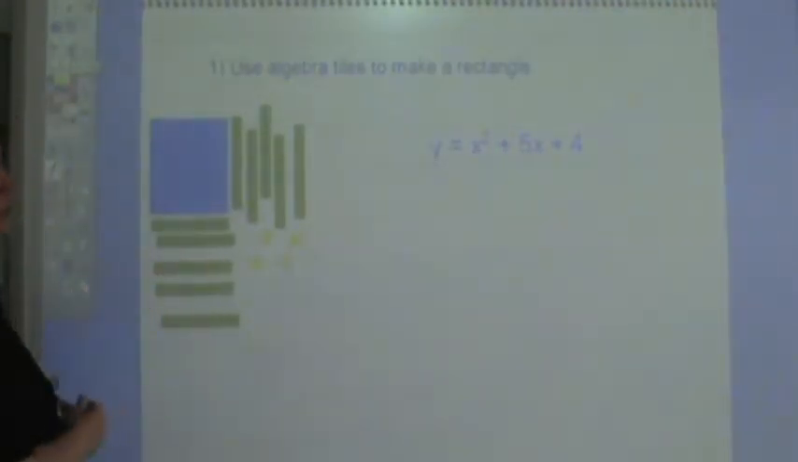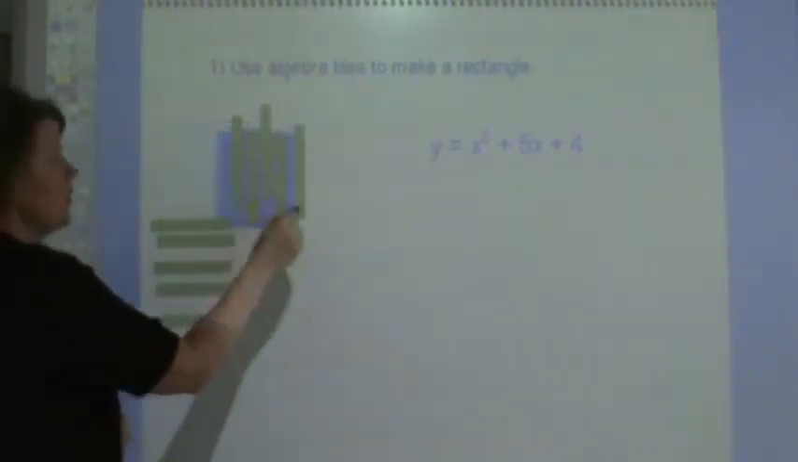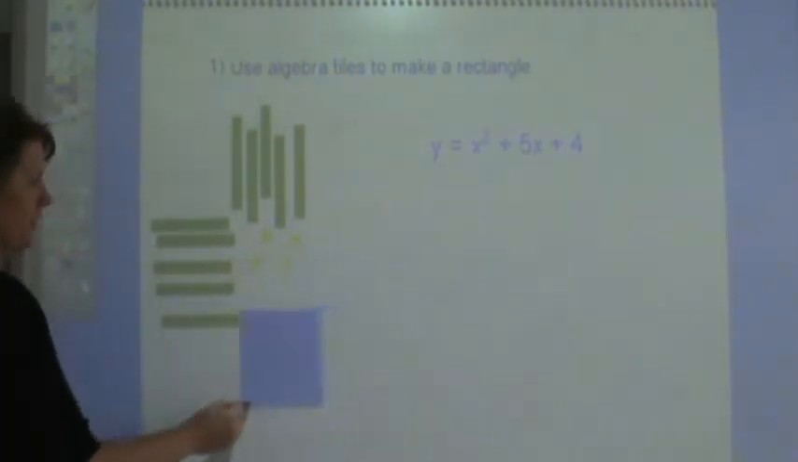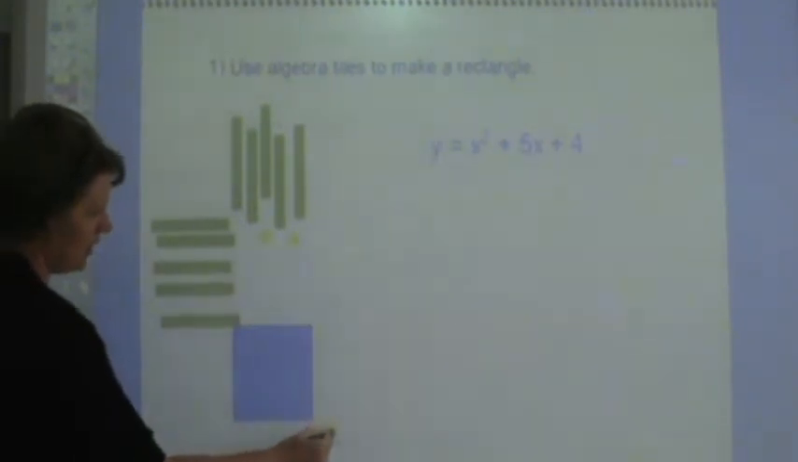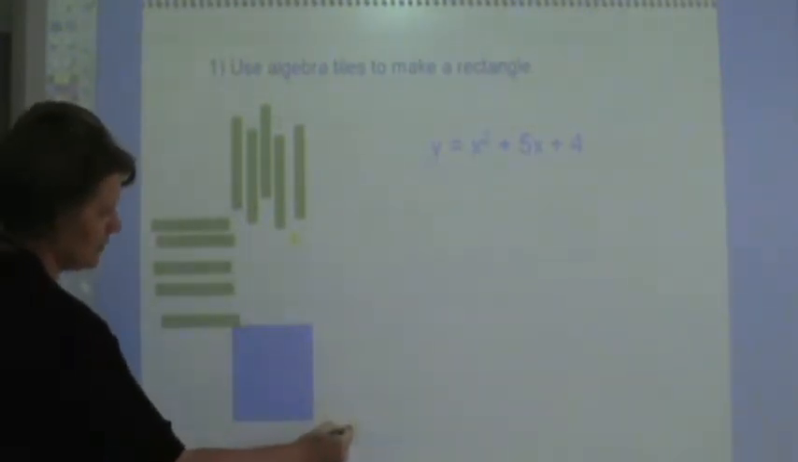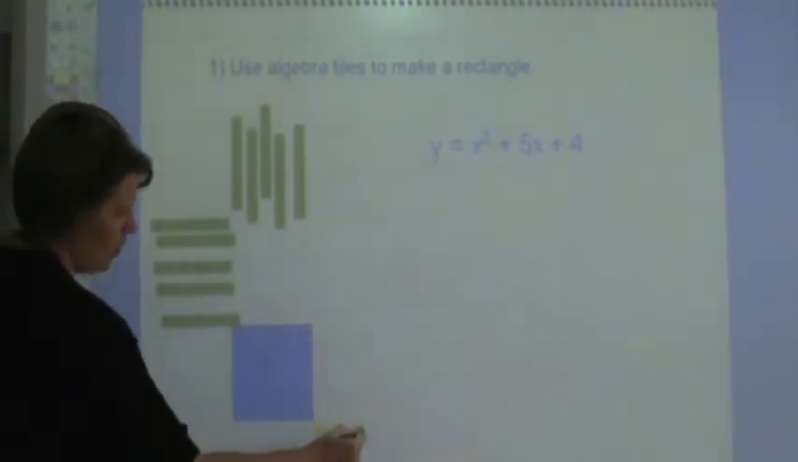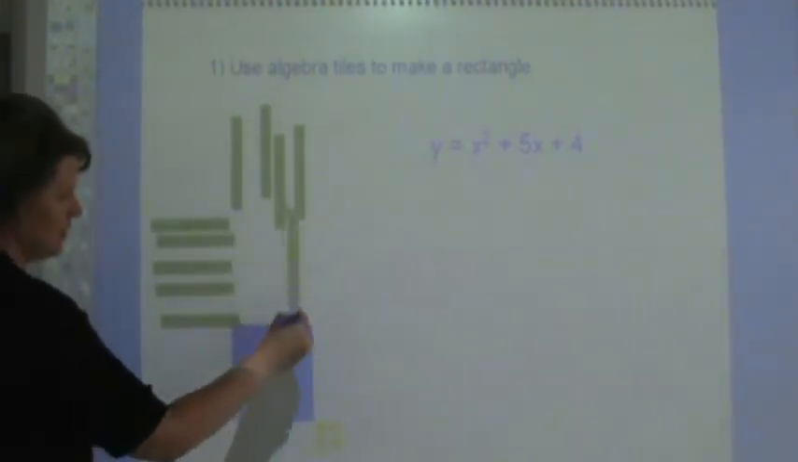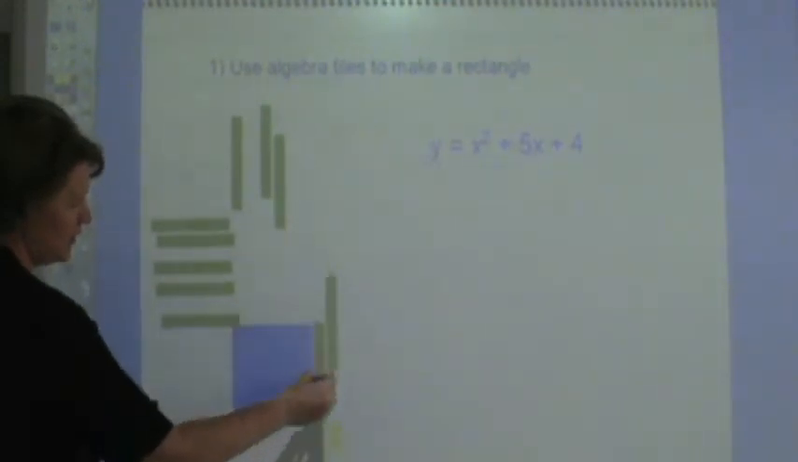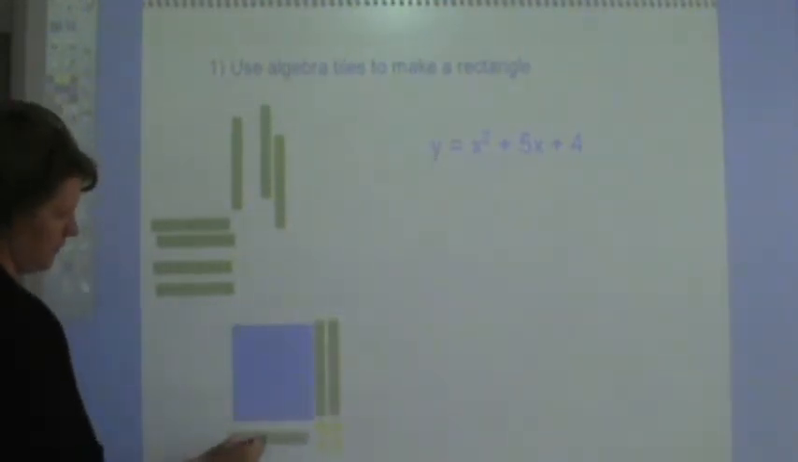All right, like this one. Okay, so we have x squared plus 5x plus 4. So we know we need one of these, okay? And we know we need 4 of these, but we don't know, are they in a line like this? Or are they in a square like this? So in other words, is it this? Okay, so that makes a rectangle.